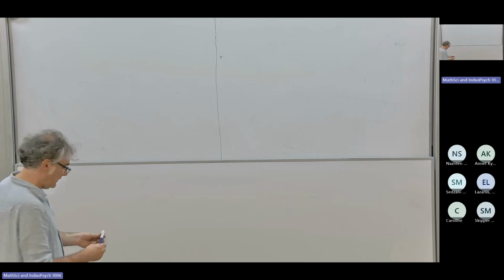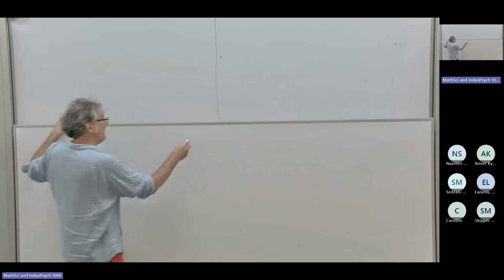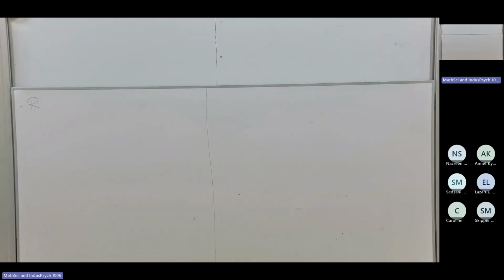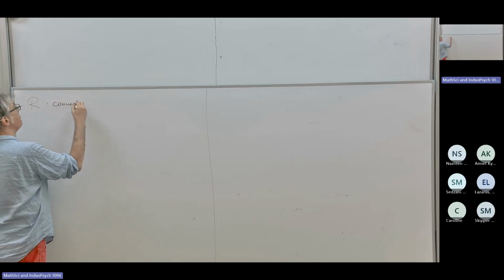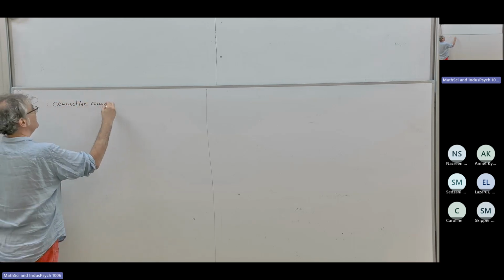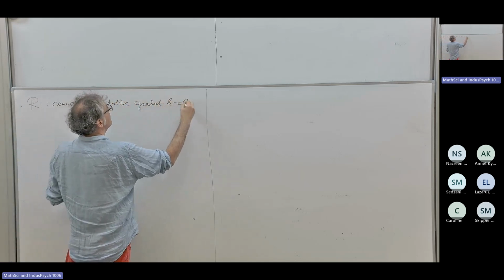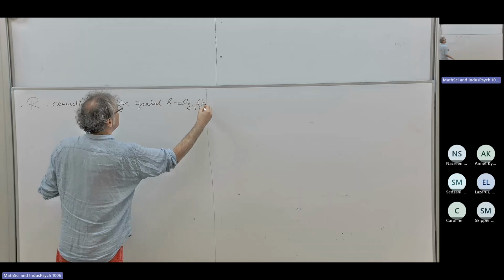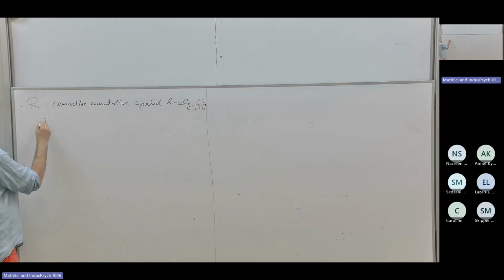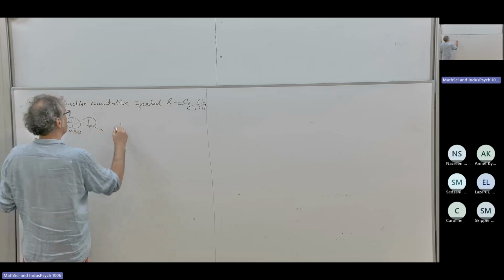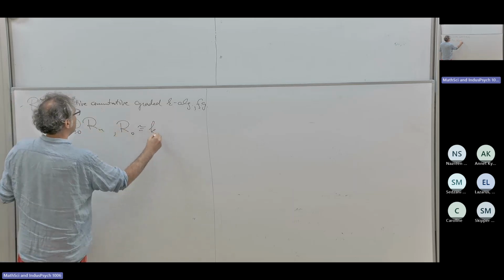Okay, so that was just one thing I did. So back to square one. Where are we? We have our connected, commutative, graded K-algebra, finitely generated. So R is the direct sum of R_n for n greater than or equal to 0, and R_0 is equal to K.